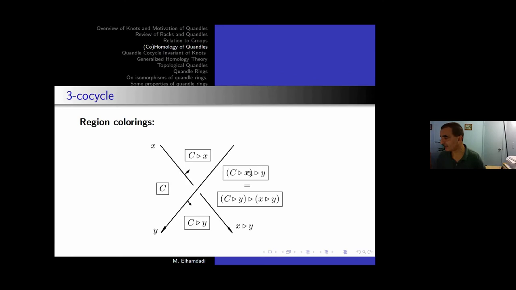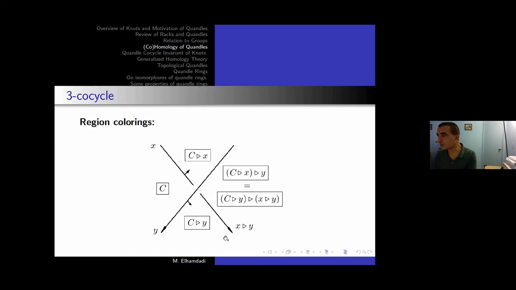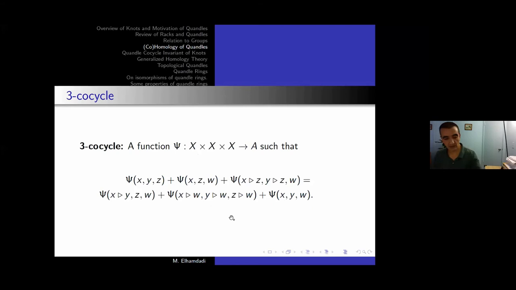Now here, what we're going to do is play a somewhat similar game at this crossing with the coloring of the regions and the arcs. We'll assign a function of three variables, C, x, y, some kind of Boltzmann weights, for the same reason we put a minus here. And again, if I go back to Reidemeister move 3, I add the regions, I go through the arcs, I color all the regions, and I apply the rule, I get exactly my three cocycle condition, which can be written in this form.